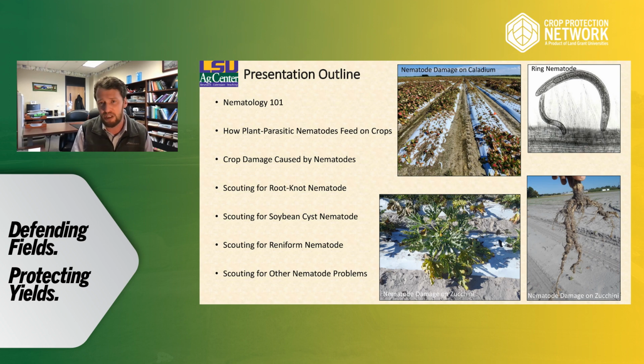So on my slide here, the picture on the top left, we're seeing some nematode damage caused by the root knot nematode on caladiums that were produced on raised plastic beds down in South Florida. On the top right, we see ring nematode, both the juvenile on the left and the adult female on the right. Bottom right, we see nematode damage caused by the root knot nematode on zucchini down in Florida. And left is the same plant before it was uprooted. So seeing quite a bit of damage.